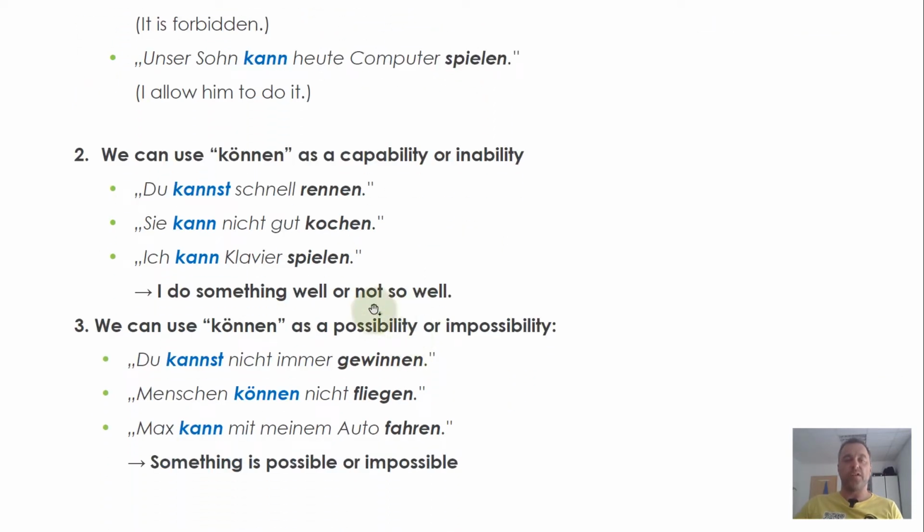And we also use können as a capability or inability. Du kannst schnell rennen, so you can run really fast. Sie kann nicht gut kochen. She doesn't know how to cook. So she cannot cook well, word by word. Ich kann Klavier spielen. I can play the piano. Meaning I do something well or not so well.